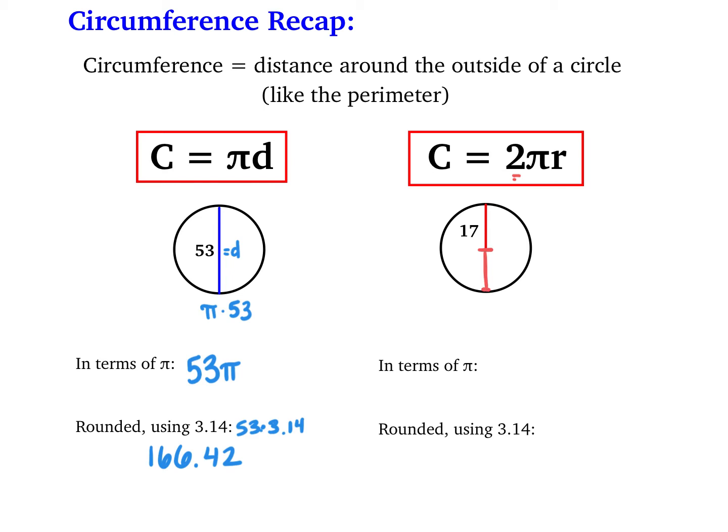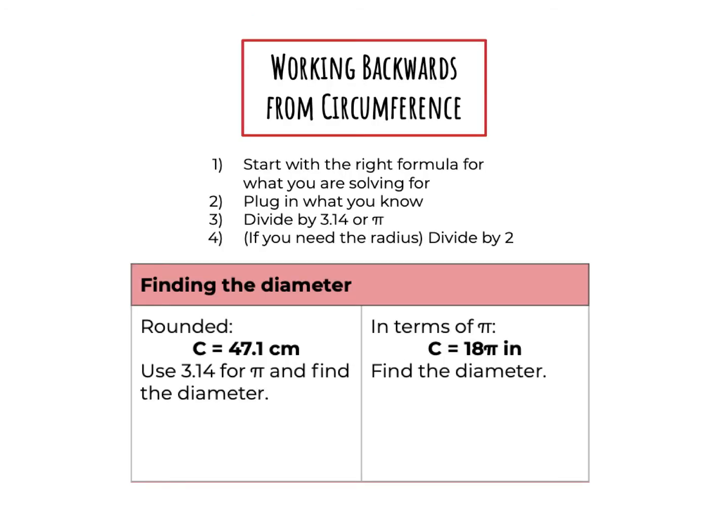So in terms of pi, I would be taking my formula of 2 times pi times my radius. Again, I'd want to simplify that, so I do 2 times 17 to get an answer of 34 pi. If I wanted to actually multiply those two out, I'd use 3.14 for pi to automatically round it for me, and I get an answer of 106.76.